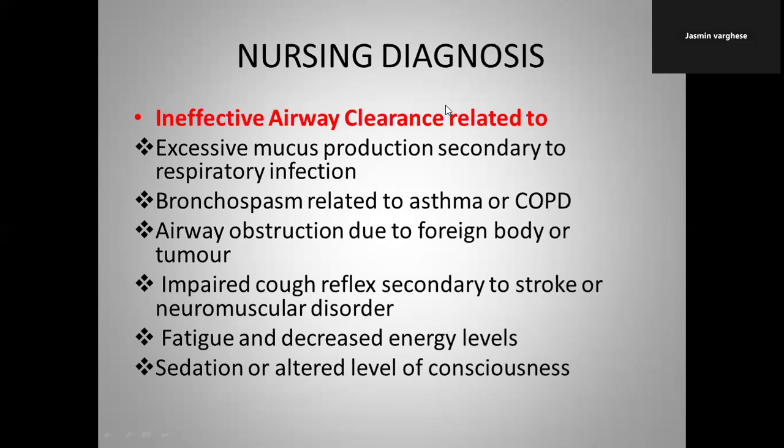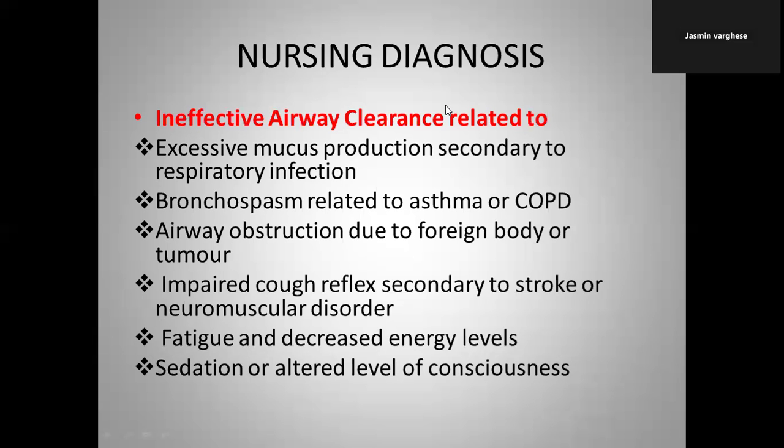Ineffective airway clearance related to excessive mucus production secondary to respiratory infection, or ineffective airway clearance related to bronchospasm related to asthma or COPD, that is chronic obstructive pulmonary disorder. Then ineffective airway clearance related to airway obstruction due to foreign body or tumor. Or imagine your patient is having an impaired cough reflex related to stroke, then you can write ineffective airway clearance related to impaired cough reflex secondary to stroke or neuromuscular disorders.